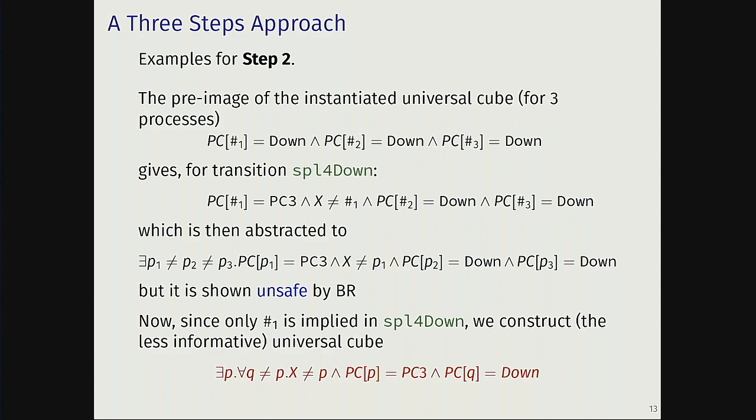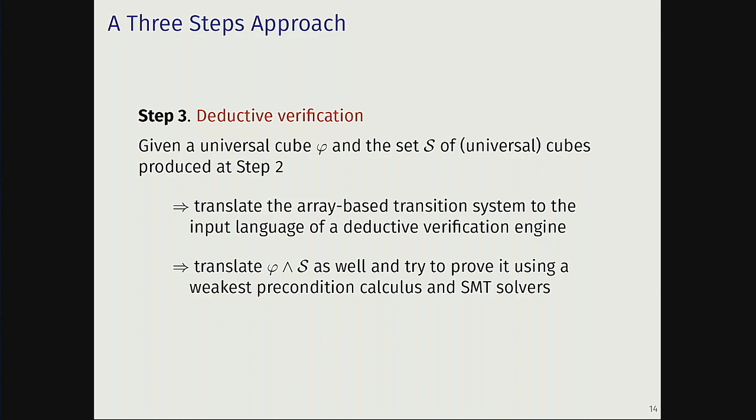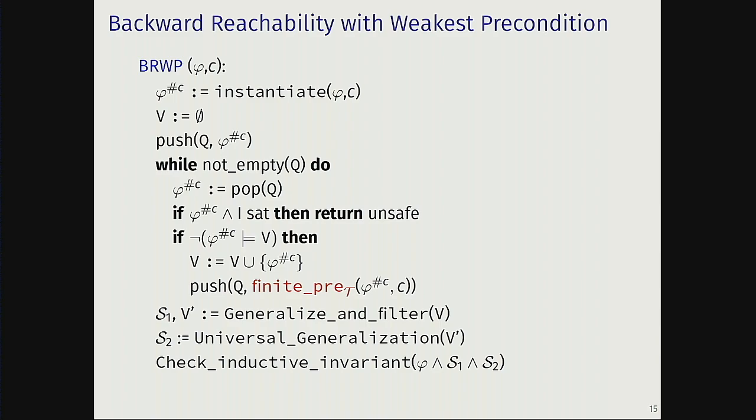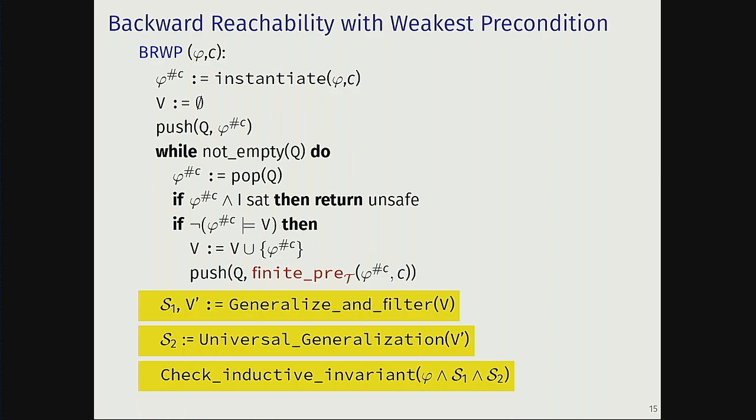And then we go to Why3. We have to translate the Cubicle program into Why3, and we take all the cubes generalized in step two, and we send everything to Why3, and we see what happens. Just to show what we have done here: we have extended the backward reachability, which here is done for a fixed number of processes. So that's the same algorithm, except that it is for a finite set of processes. And at the end, we have the generalized result.